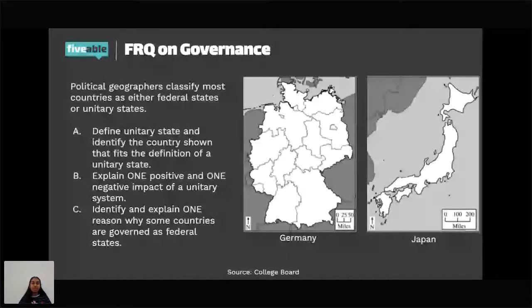This is question 3 from the 2017 AP Human Geography FRQ section, just for reference. So part A, the definition of a unitary state according to College Board is a country organized in such a way that most power is placed in the central government and there is limited political power at subnational scales of governance. You said that there is a strong central government and barely any power in local governments, and you'd get the full points for that, and you identified Japan correctly.